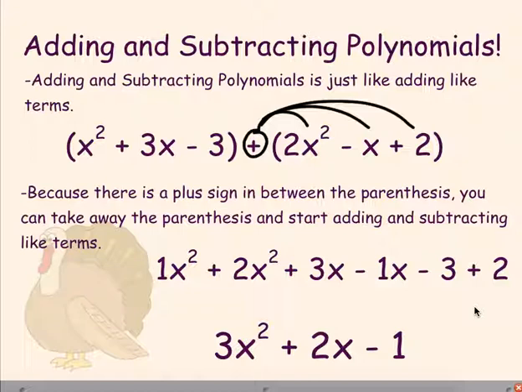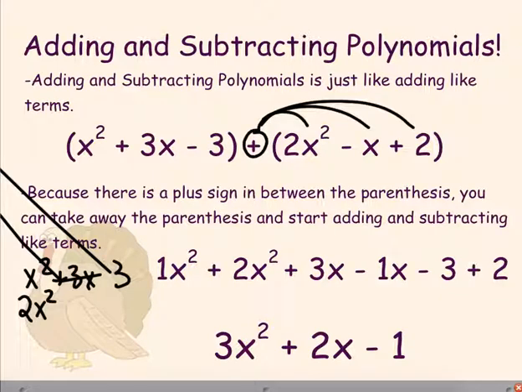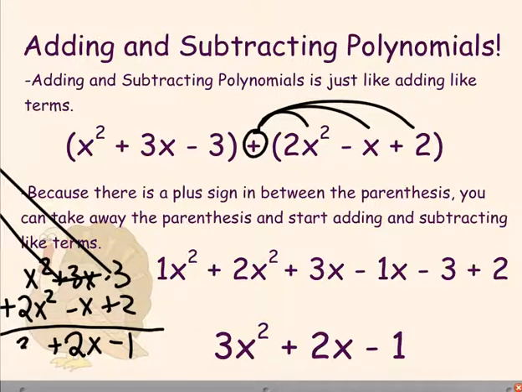Now there's another way that I want to show you, and that's almost like an addition, working it down kind of method. So we have x squared plus 3x minus 3. This really only works if you've put them in standard form. And we have 2x squared minus x plus 2. So we put them on top of each other, and we can add them. So that we get, well, minus 3 plus 2 is a negative 1. 3x minus x is a positive 2x, and we have 3x squared. So we get the same answer, just a different method.